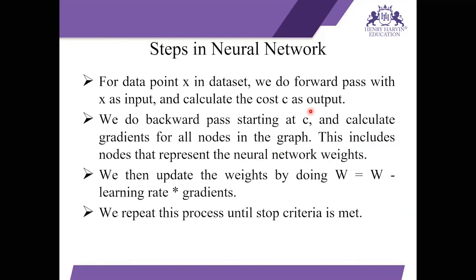So what are the steps we follow in this neural network? For each data point X in the dataset, do a forward pass with X as input and calculate the cost C as output. We do a backward pass starting at C and calculate gradients for all nodes in the graph. This includes nodes that represent the neural network weights. We then update the weights by doing W equal to W minus learning rate into gradients. We repeat this process until the stop criteria is met.